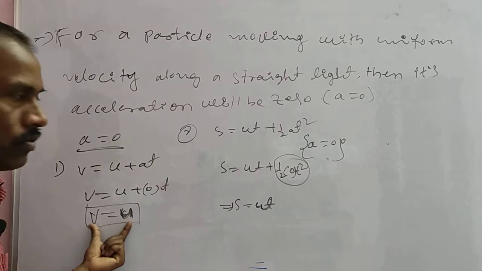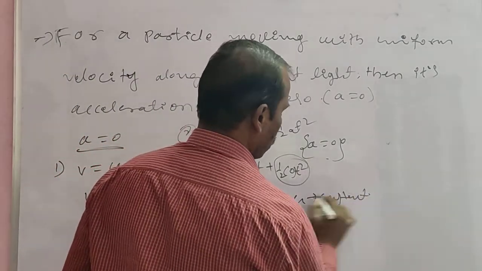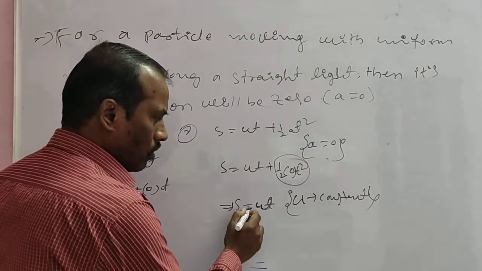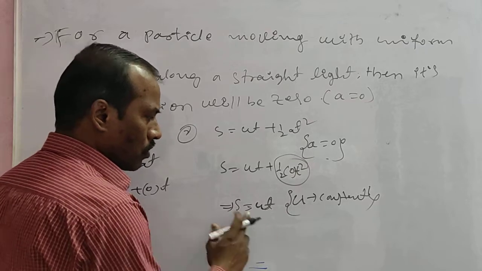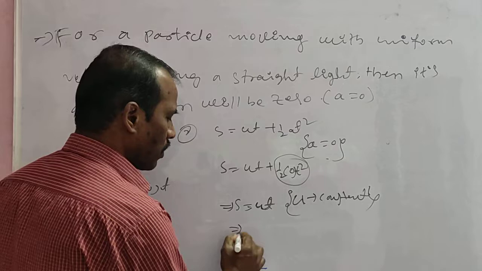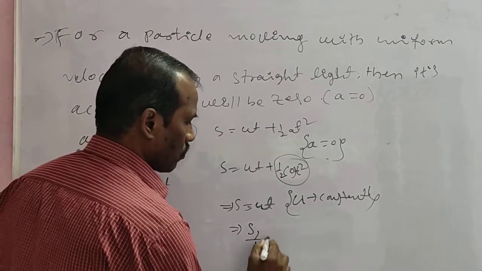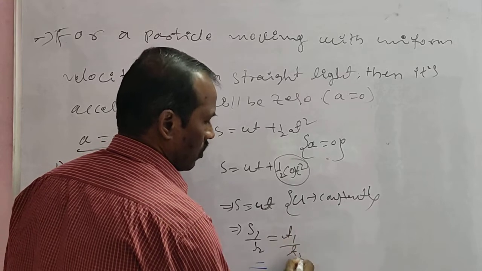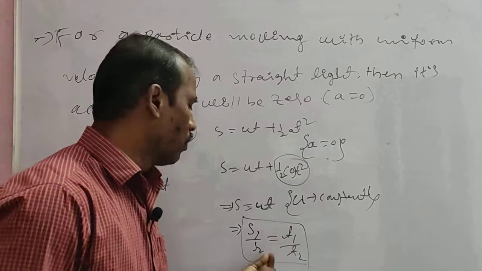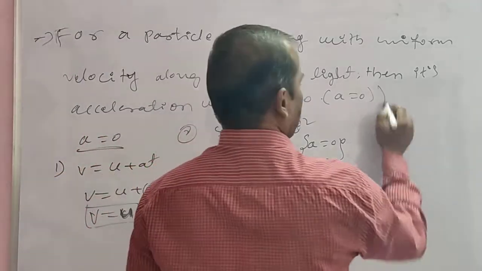This is a constant, u is a constant. So the relation between displacement and time: simply compare the two displacements, s1 by s2 is equal to t1 by t2. This is the relation between time and displacement.